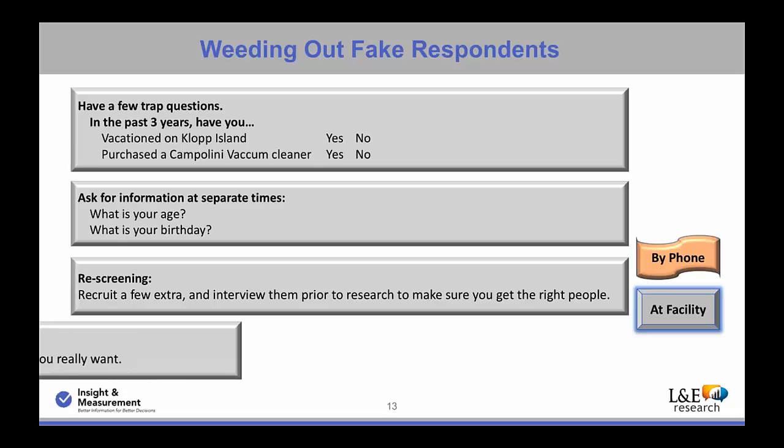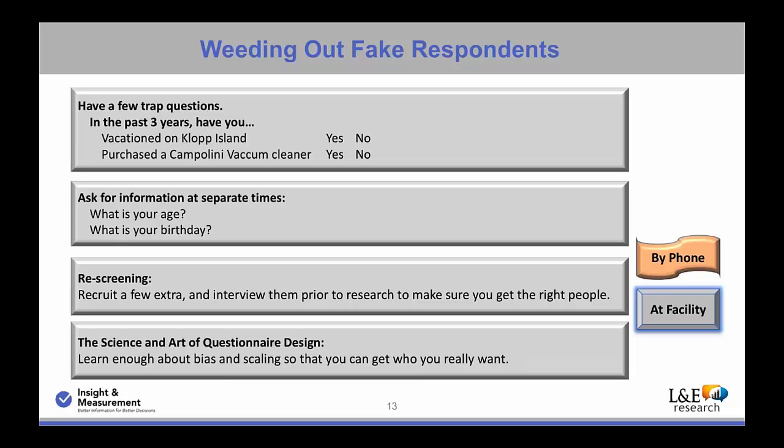Okay. And then I know it's really important to understand the science and art of questionnaire design for writing the screeners, because there are a lot of things. Most of the enemy is not fake respondents. Most of the enemy is rewritten questions that we thought worked, but they actually didn't because they have bias in them and they're unclear. So we'll go into that.